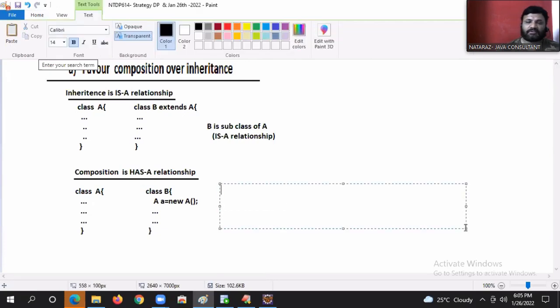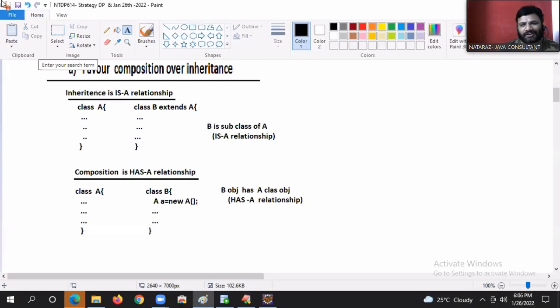Now this time B has an A class object. That's why it is called a has-a relationship. At least you understood why it is called a has-a relationship and an is-a relationship.